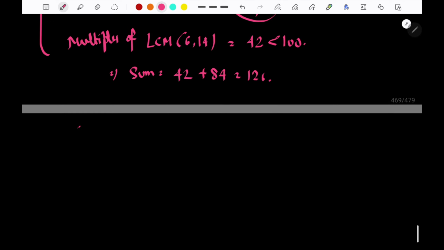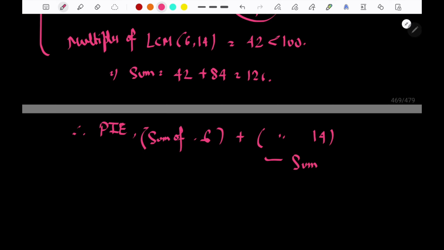So again, therefore, apply PIE. If you haven't studied PIE, children, see my videos on PIE. It has been detailed exclusively so that you can cover all the aspects of the questions till IOQM. So here it is PIE. Again, the sum of the numbers will be: sum of multiples of 6, plus sum of multiples of 14, minus sum of multiples of 42, and we are done.